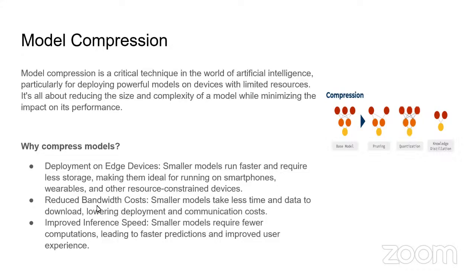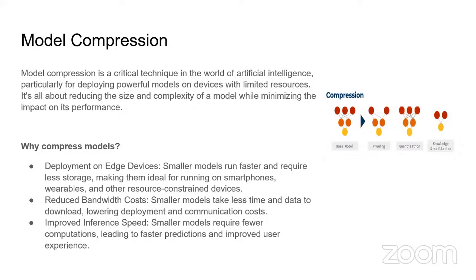Today, we are going to discuss model compression, which is a very crucial technique in artificial intelligence, especially when we are deploying advanced models on devices with limited resources. The goal of model compression is to reduce the model size and complexity while keeping its performance as close to the original as possible.